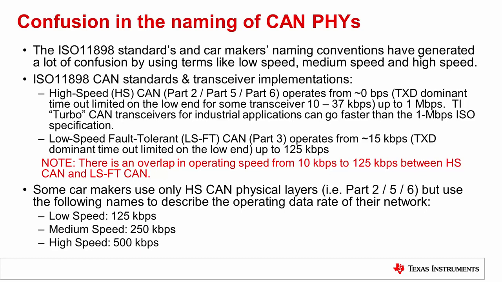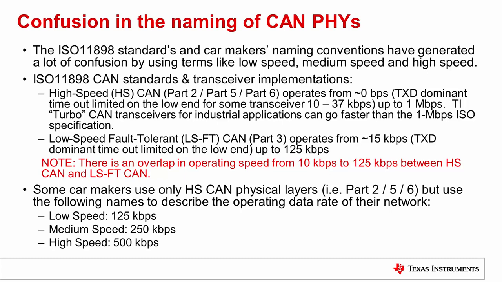Low-speed fault-tolerant CAN, governed by Part 3, operates from approximately 15 kilobits per second up to 125 kilobits per second. It should be noted that there's an overlap in operating speed from approximately 10 kilobits per second to 125 kilobits per second between the high-speed and low-speed fault-tolerant CAN.